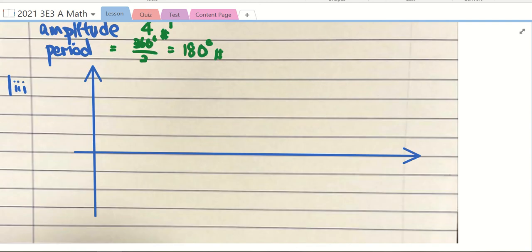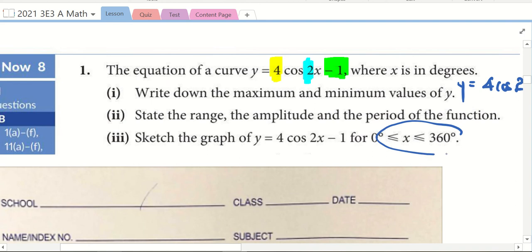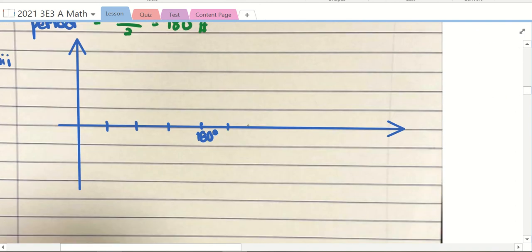So we know that the period is 180. So what I'm going to do, 1, 2, 3, 4. Agree? This is the first cycle. The first cycle must have 4 intervals. But we do not stop at 180. They want us to draw until 360, correct? So I need to continue the second cycle. 1, 2, 3, 4. 360. Must I write all the numbers for all the intervals? Not compulsory. Okay? So long you can read yourself, it's fine.